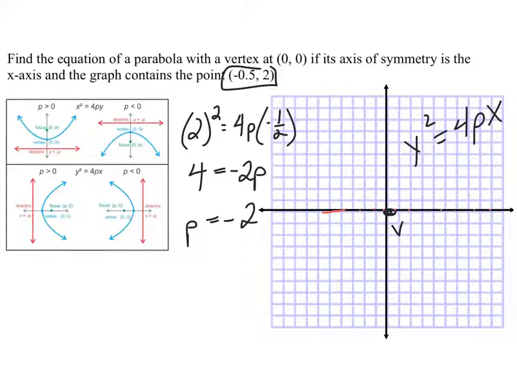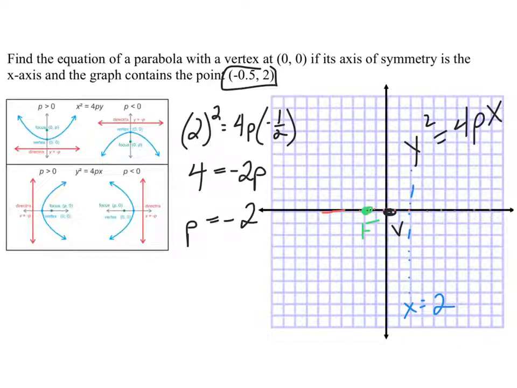All right. Now, here's what that means, because remember, p is like a distance, so the negative means it's to the left. It's the negative side. So 2 units away, so my focus is back here. Here's my focus. Okay. So then your directrix is here at x equals positive 2.